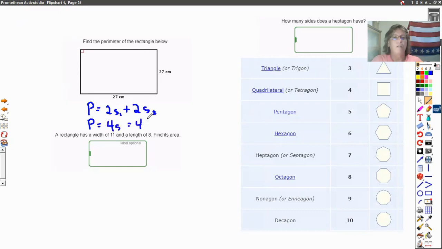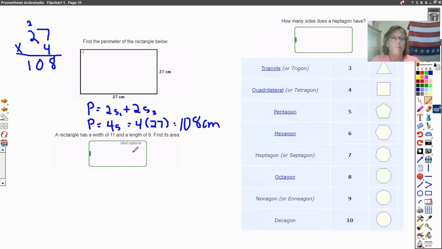That's going to be 4 times 27. And 27 times 4. Well, 7 times 4 is 28. So put down the 8, carry the 2. 2 times 4 is 8, plus 2 is 10. So we get 108. And so the answer is 108 centimeters.